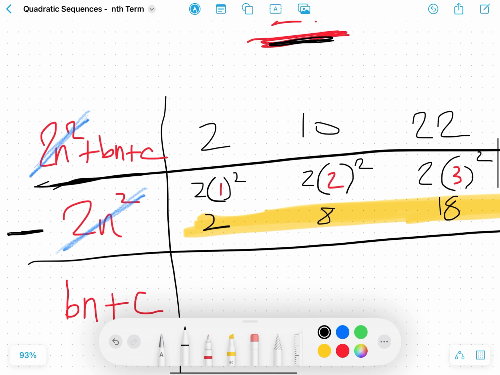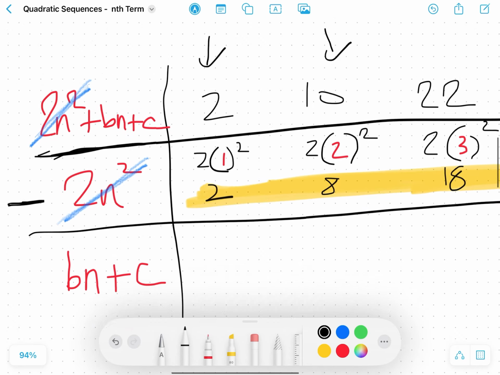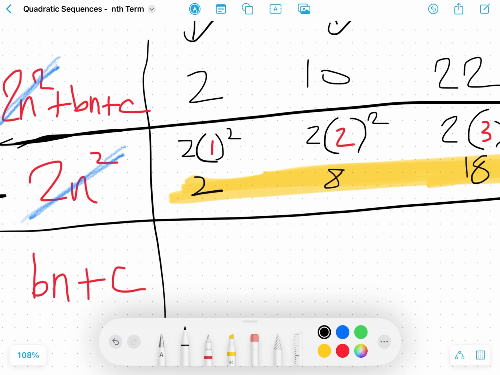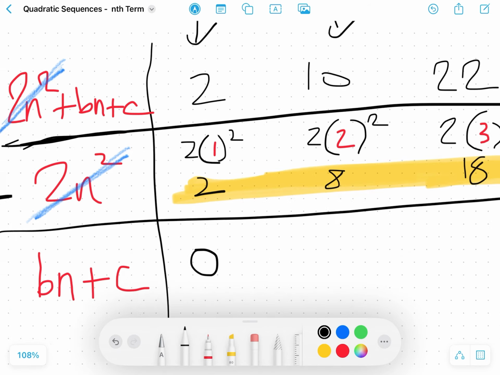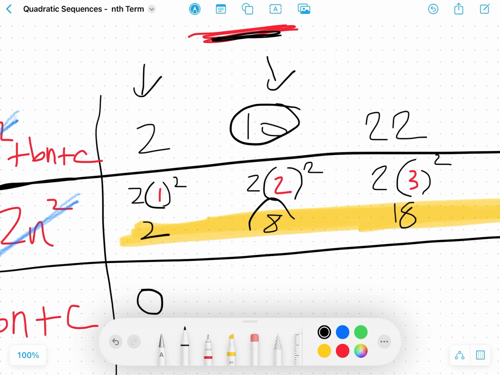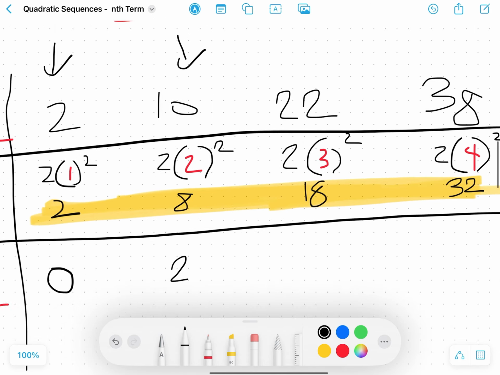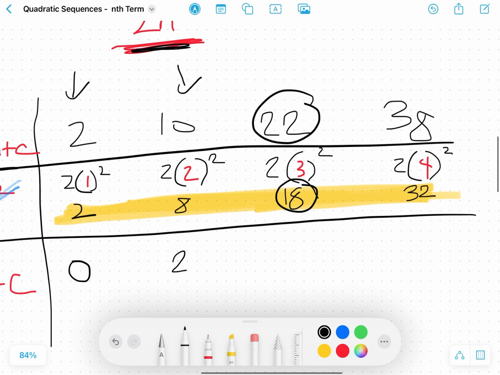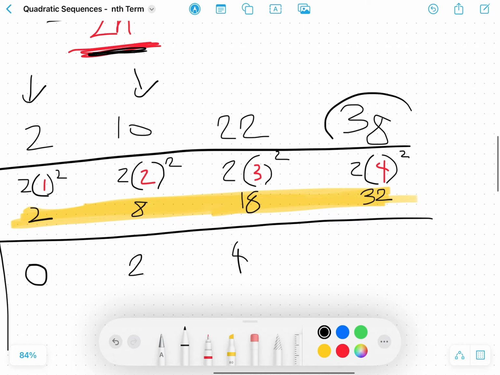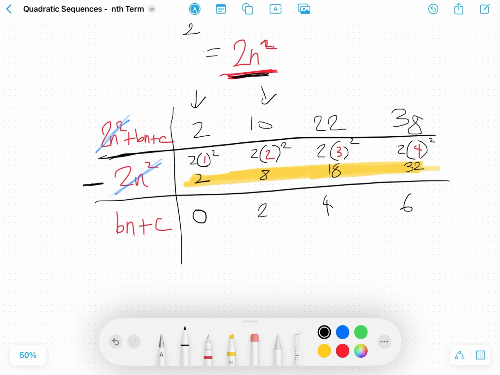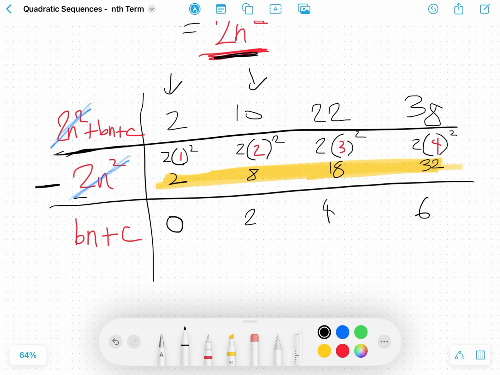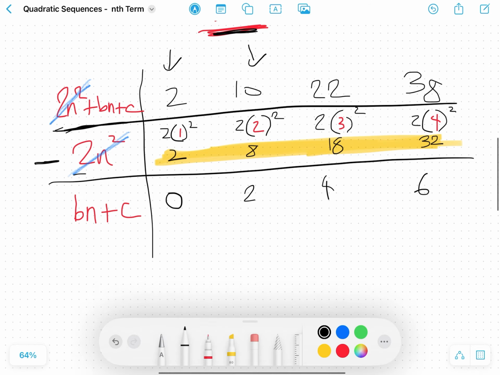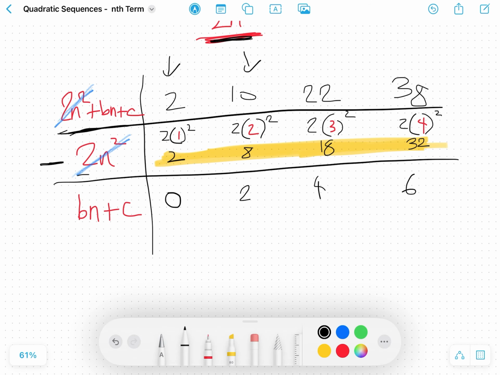So now we also need to subtract each of these terms. Firstly, 2 minus 2, which is just 0. And then 10 minus 8, which is 2. And then 22 minus 18, which is 4. And 38 minus 32, which is 6. So now we've subtracted 2n squared from 2n squared plus bn plus c to obtain bn plus c as a new sequence, 0, 2, 4, 6. It's a subsequence.